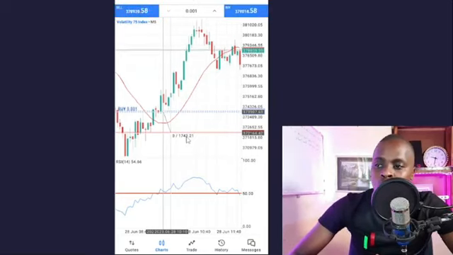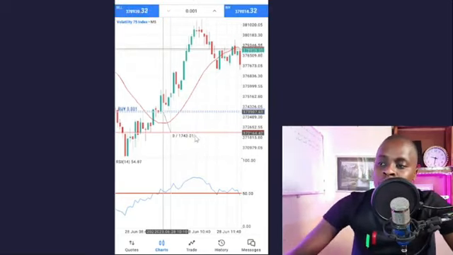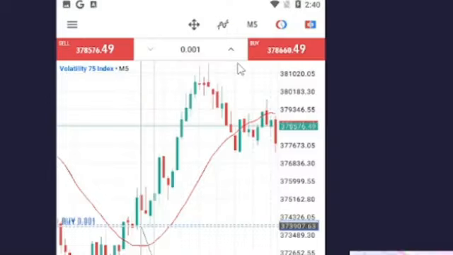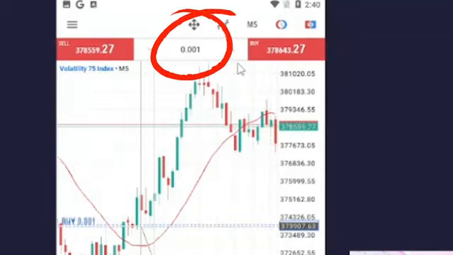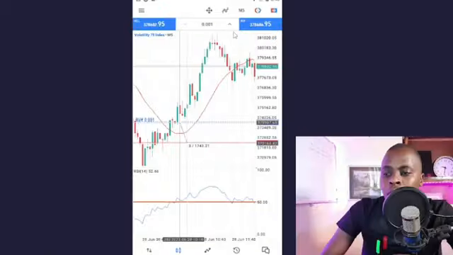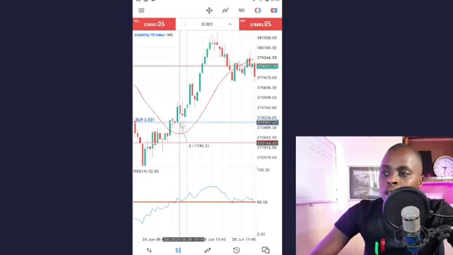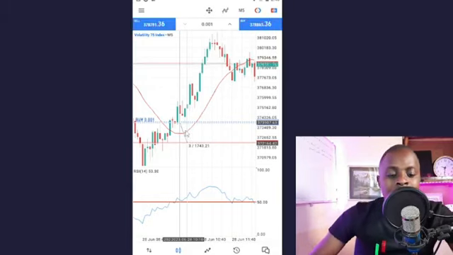So for me to know how much money this is in dollars, the only thing that I need to do is multiply this 1,743 by my lot size. So if I use this lot size right here, which is 0.001, multiplied by 1,743, I'm going to get a total of $1.74. So if I had to enter the smallest lot size here and put my stop loss here, the amount of money that I'm risking here is $1.74.